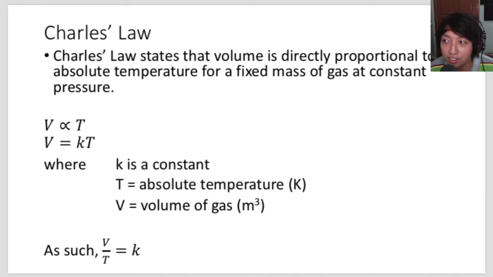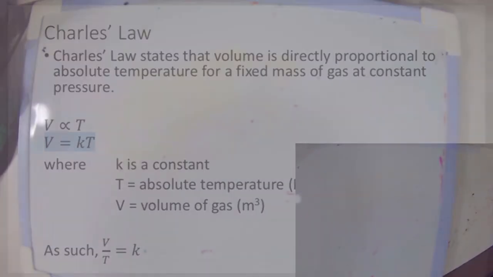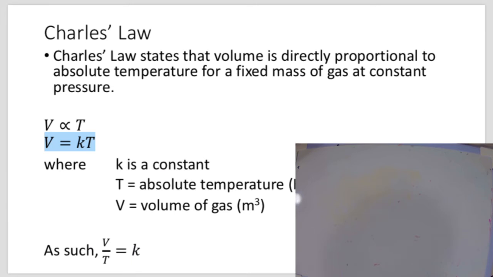So for this law, we have a different person now. We call this Charles' law. Charles' law states that volume is directly proportional to absolute temperature, like we just said, for a fixed mass at a constant pressure. So the things that are fixed here are mass and pressure. If we take the formula, we have V is proportional to T, so V equals KT.